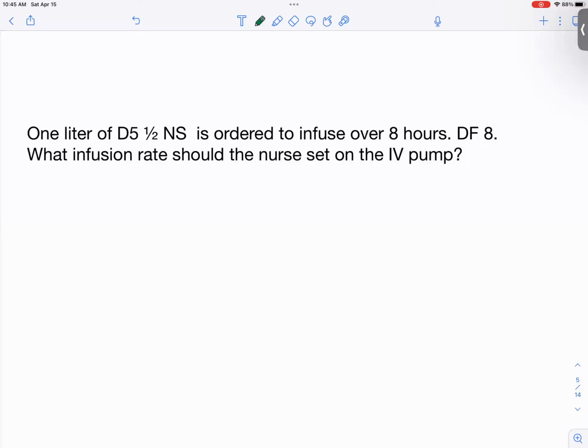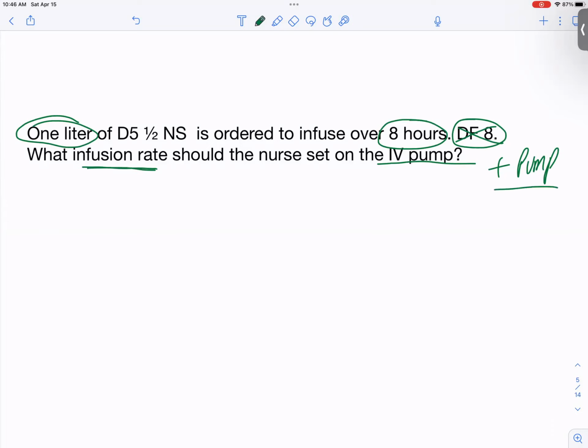So be annoyingly methodical like me. I promise you it will help you in the end. So I look at this question. 1 liter of D5 half normal saline is ordered to be given over 8 hours. It gives me a drop factor of 8. What infusion rate should the nurse set on the IV pump? So if it says the word pump, I do not need a drop factor because I'm always solving infusion rate and pump in milliliters an hour. If I have an IV pump, I have a machine that will deliver it, but the machine can only deliver in milliliters an hour.